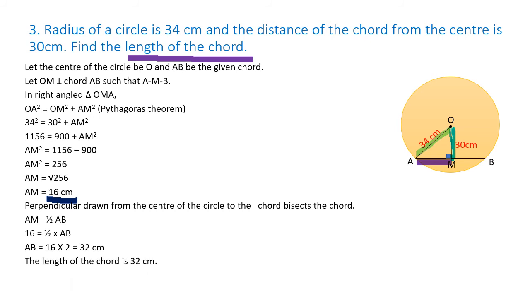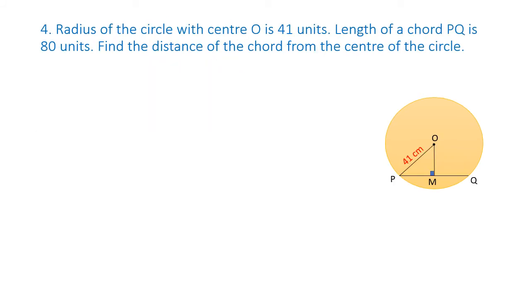Okay, let us proceed towards the next question. Radius of the circle with center O is 41 units. So this is given to you. Length of the chord is 80 units. Find the distance of the chord from the center of the circle. So what is given here, children? Let us have a look.